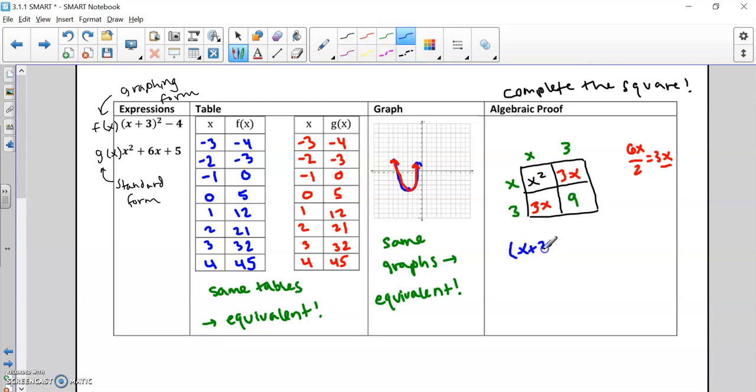We get x plus 3 squared, and then we have a 9 here, but we need to get a 5. Okay, so to get from 9 to 5, we would need to subtract 4. Now, we can tell that we did end up with exactly what f of x was, right? So we can tell that they're equivalent because we got the same equation again.